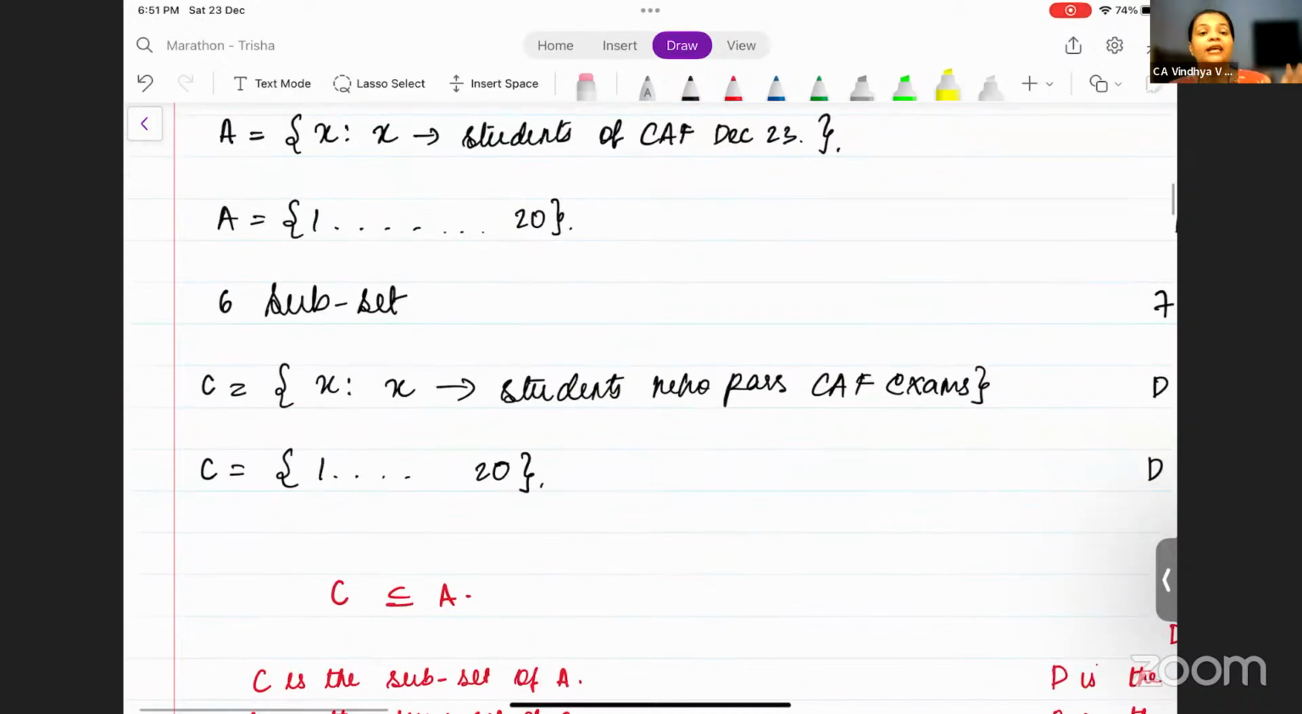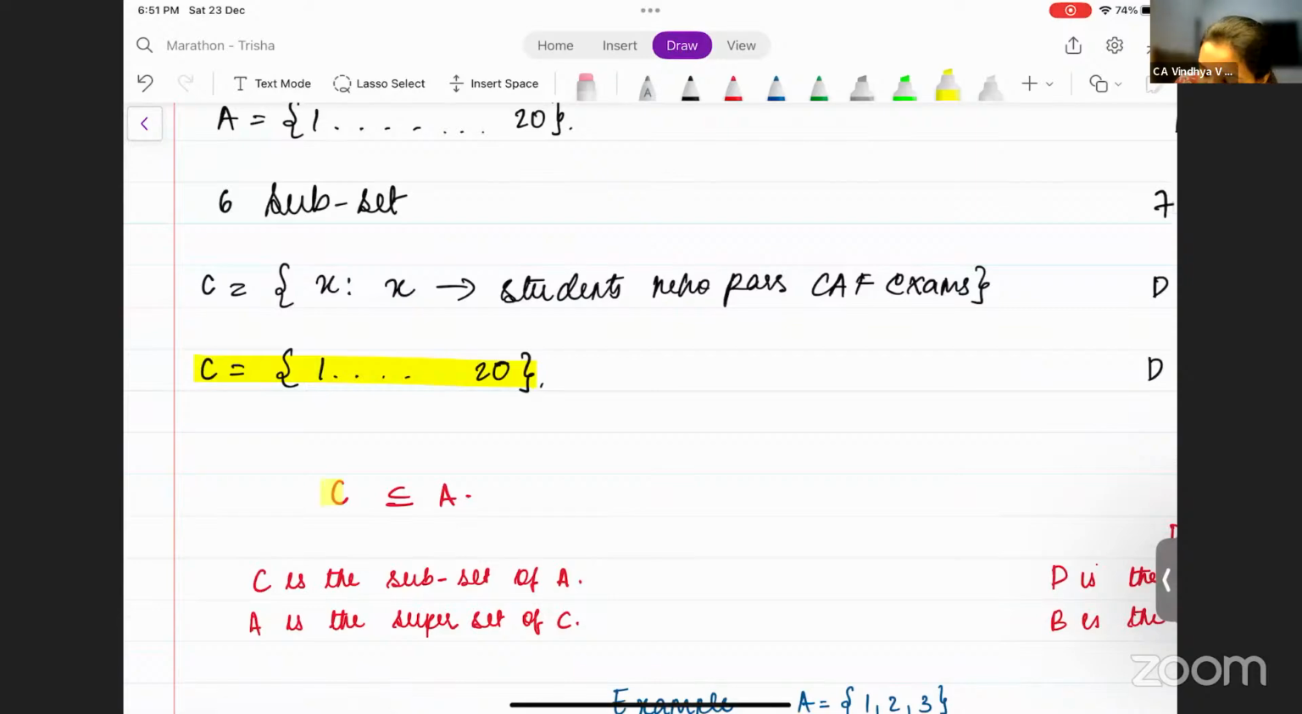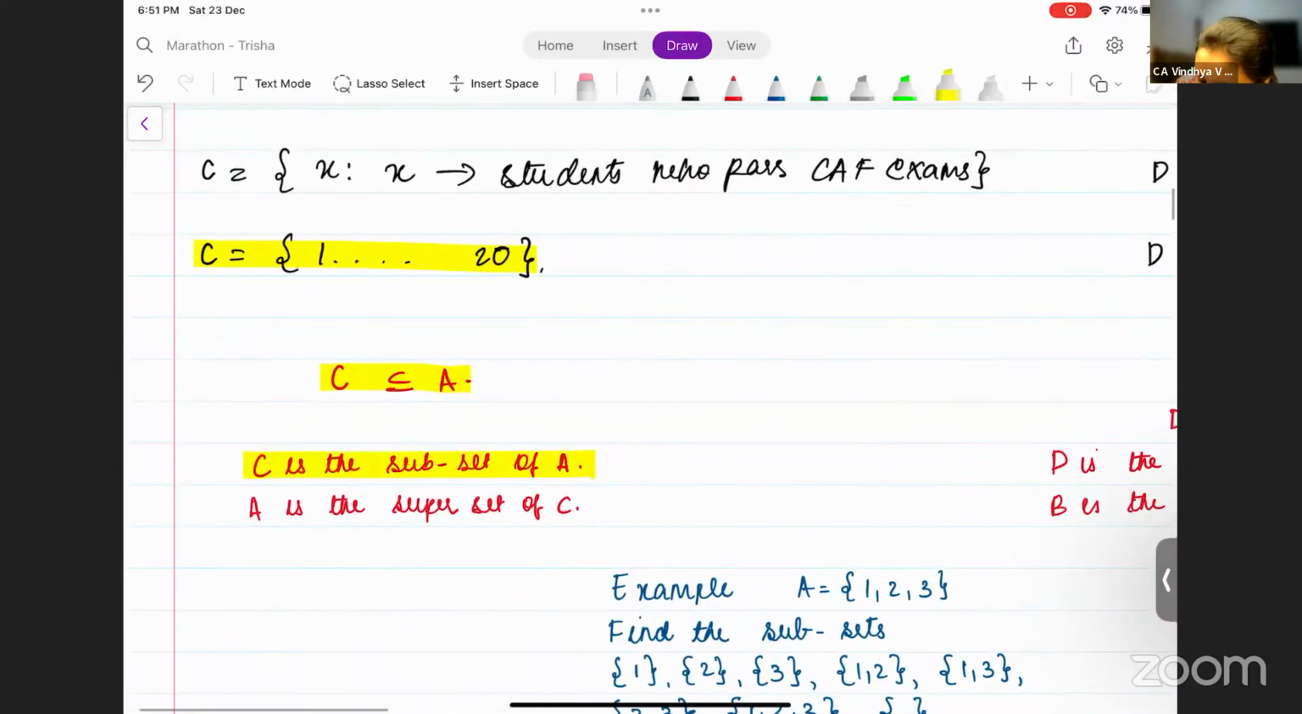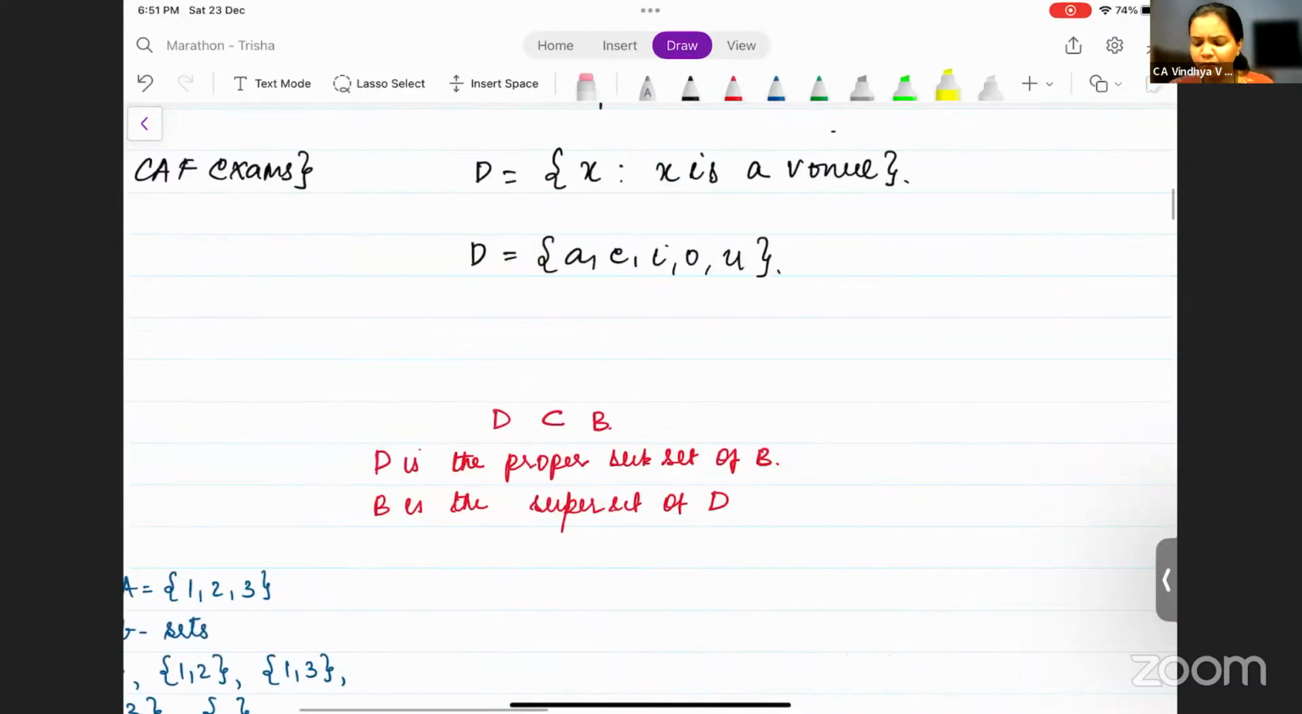Now, if I say there are 20 students in the class, for example, and I want to form a subset. What is that subset? A subset where all the students clear the exams. Now here, I'll get the subset as 1 to 20. 20 students are there. So I can write this as C is the subset of A, which can be read as C is the subset of A or A is the superset of C.